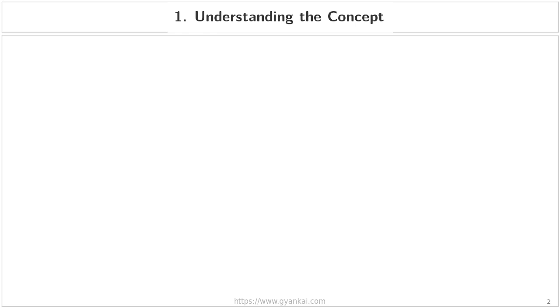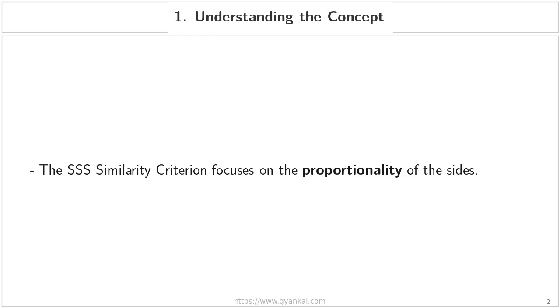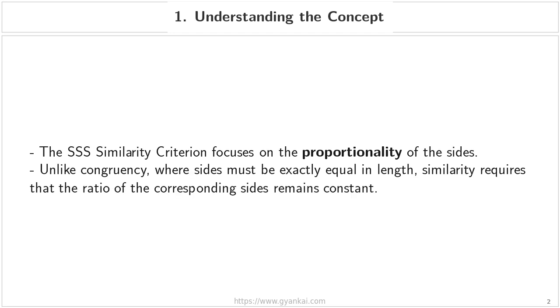1. Understanding the concept. The most important thing to remember about the SSS Similarity Criterion is that it focuses on proportionality, not equality. I want you to really distinguish this from what we learned about congruency. In congruency, we are looking for sides that are exactly the same length. However, for similarity, we don't need the sides to be identical. We just need the ratio of the corresponding sides to remain constant. Think of it like zooming in or out on a photo. The size changes, but the proportions stay the same.